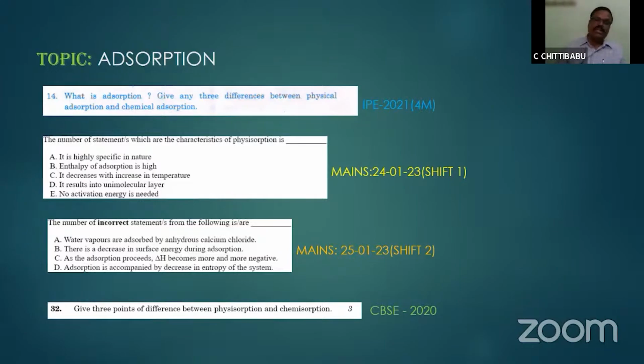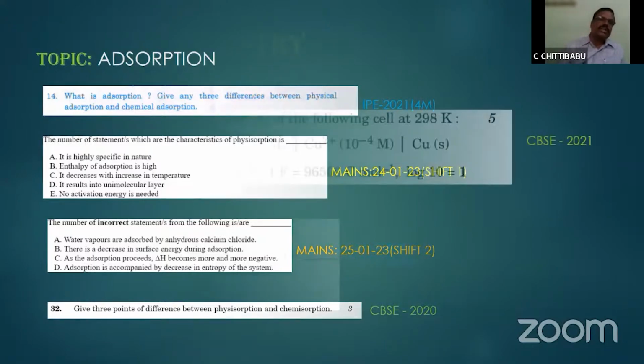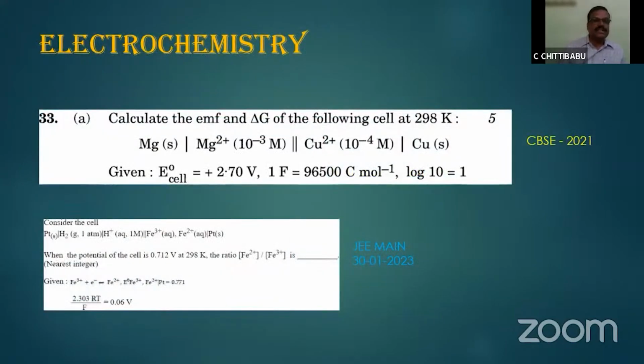Whatever the board, whether it is the CBSE board or the state board. And there is one more interesting point here: it is the question given in the CBSE. The same model question was given in the recently held mains examination. Look at this question. The same model, the galvanic cell question, was asked.